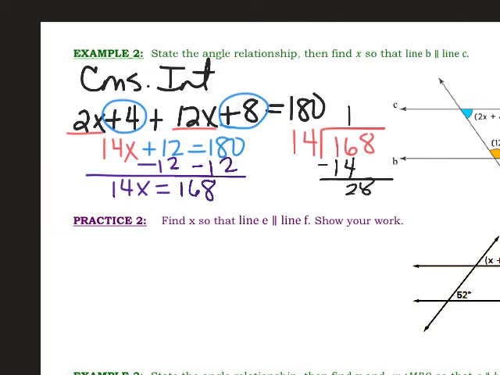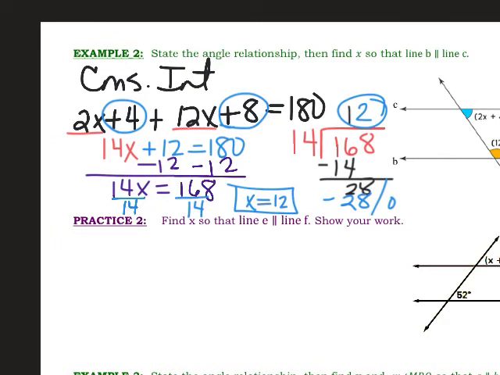What do you think I can multiply 14 by to get 28? 2. So that is 28. Then we get 0, and that's what we want. All right, so our answer is 12. When I divide by 14, x equals 12.